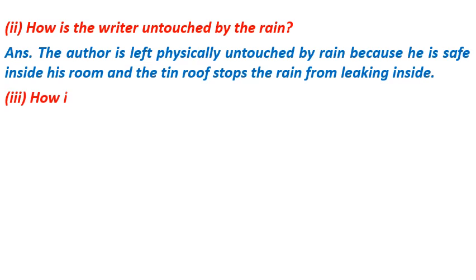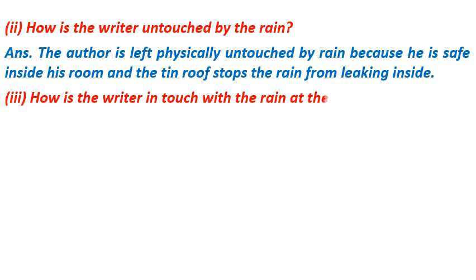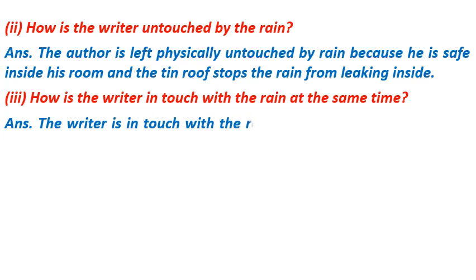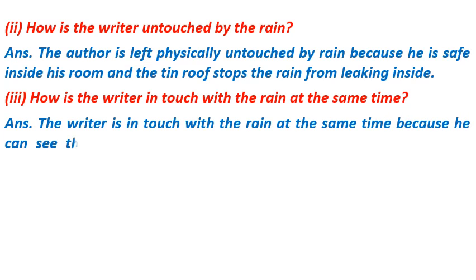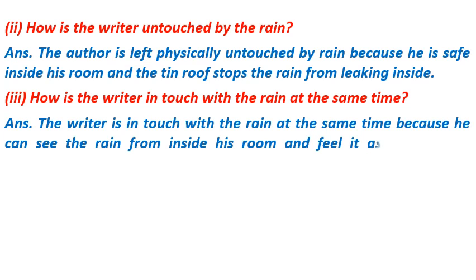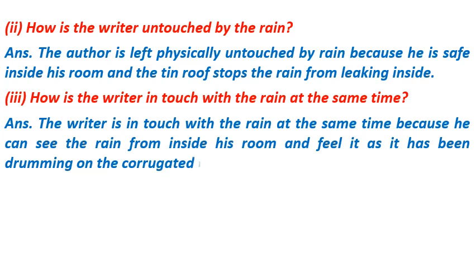Part 3 is, how is the writer in touch with the rain at the same time? The answer of the question is, the writer is in touch with the rain at the same time because he can see the rain from inside his room and feel it as it has been drumming on the corrugated tin roof of his house.